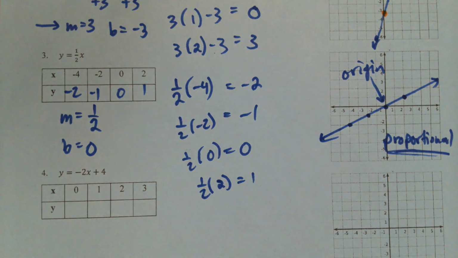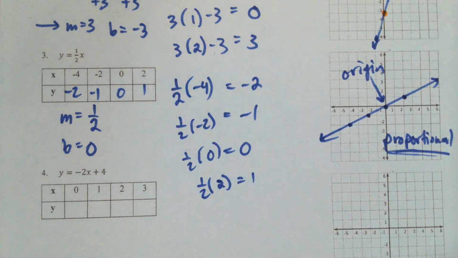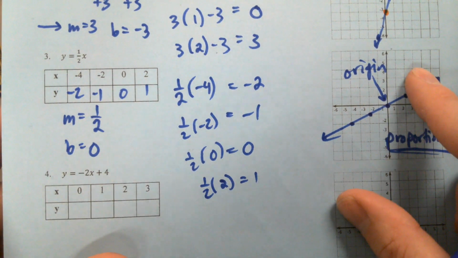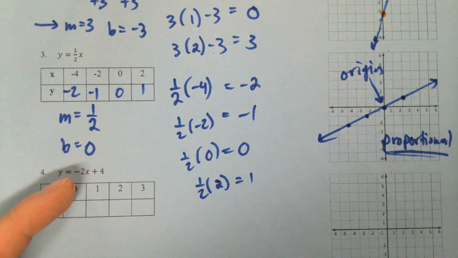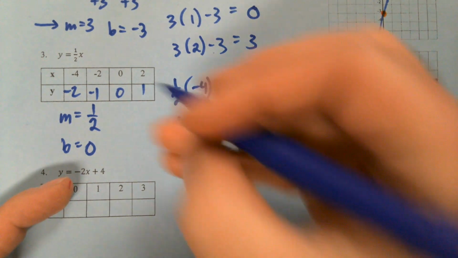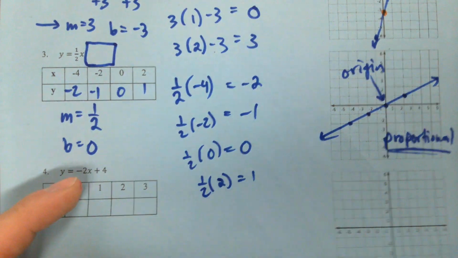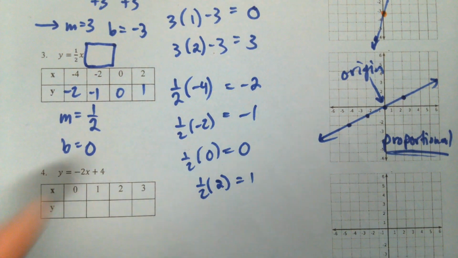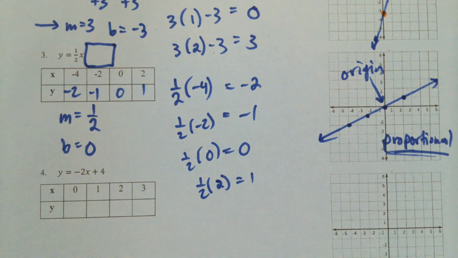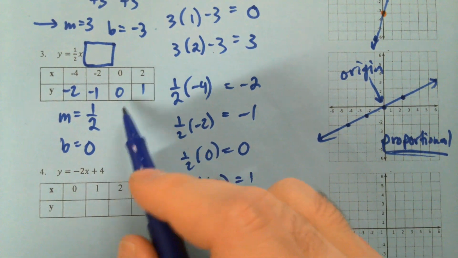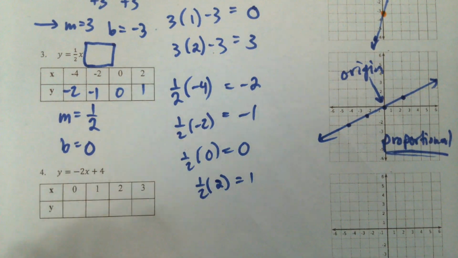Let's put that away, please. Proportional, because it goes through the origin and it's a straight line. We can always also tell that it's proportional when there's no b value being added or subtracted at the end. Every time we see that blank space, we know that we have the point 0, 0 on this line. All right?